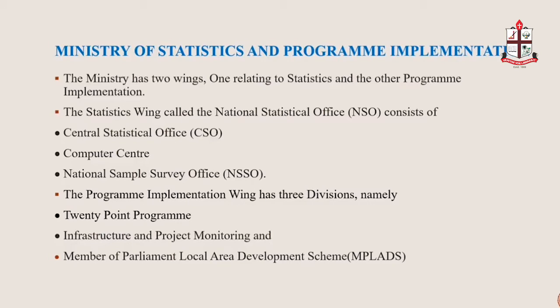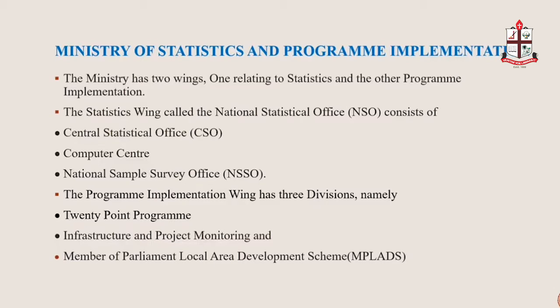The ministry has two wings, one relating to statistics and the other relating to program implementation. The statistics wing is called the National Statistics Office, NSO, and consists of the Central Statistics Office, CSO, Computer Center, and National Sample Survey Office, NSSO. Once again, what is the full form of CSO? Central Statistical Office. What is NSSO? National Sample Survey Office. Okay.